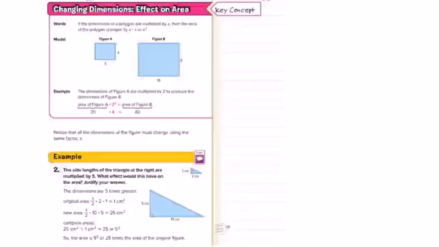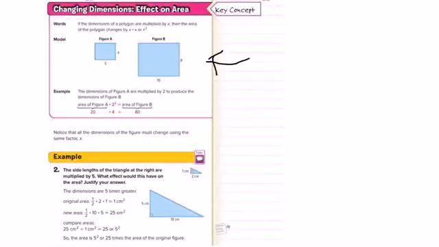Now if we look at our other key concept box here, we'll see that changing dimensions of a figure can also affect the area, but it's going to affect it a little bit differently than it does the perimeter. It says there in words, if the dimensions of a polygon are multiplied by x, then the area of the polygon changes by x times x, or x squared. So right now that probably doesn't make much sense, so let's look at that model that they have there.